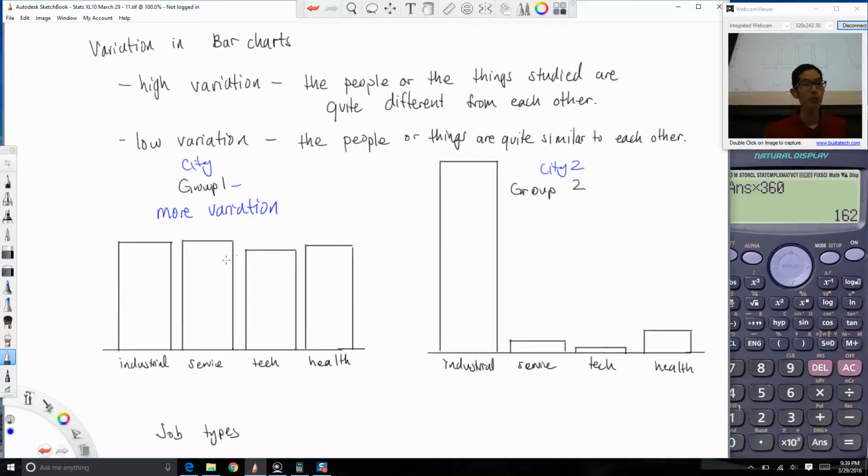You go to city 1, and you've got some people in industrial, some in service, some in tech, some in health. You've got a large variety of occupations and job types. So it's misleading to just look at these. It's not the right line of thinking to say, oh, these bars are all about the same height, no variation. When the bars of the different categories are all around the same height, that's a sign of good variation.